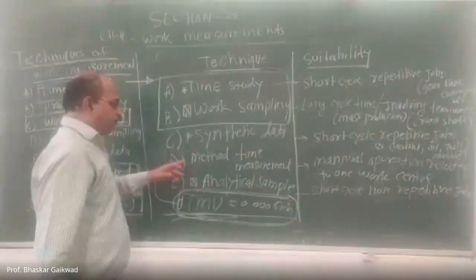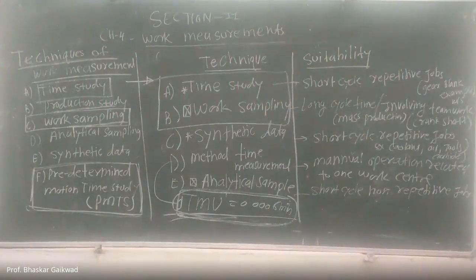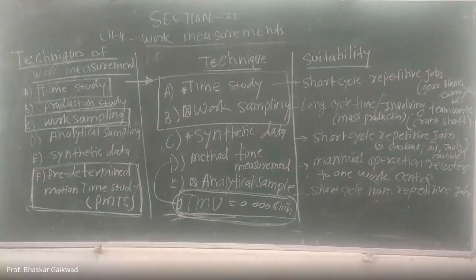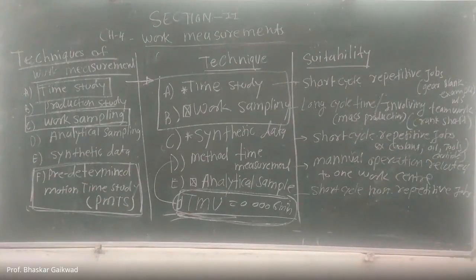Okay, so here you have to remember, this is actually a multiple-choice type question in the exam paper. For method time measurements, which unit can we use? That unit is the time measurement unit. One time measurement unit is equal to 0.0006 minutes. So this much only you have to remember under this. Up to here it is clear.